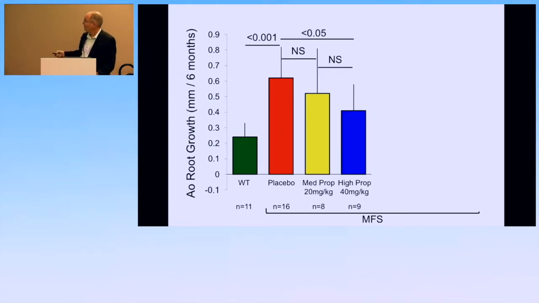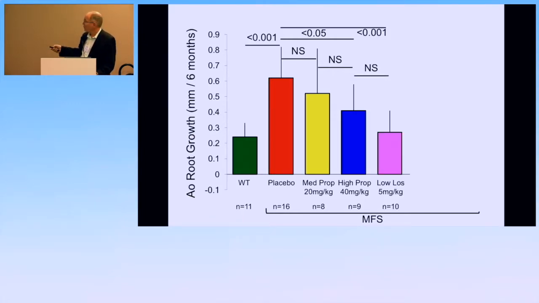If we gave these mice a high dose, what we call medium dose propranolol, but 20 milligrams per kilo, we did not yet see a significant decline in aortic root growth rate. If you went to ultra high dosing, up to 40 milligrams per kilo, you can see that you now have a significant but relative reduction in aortic growth rate.